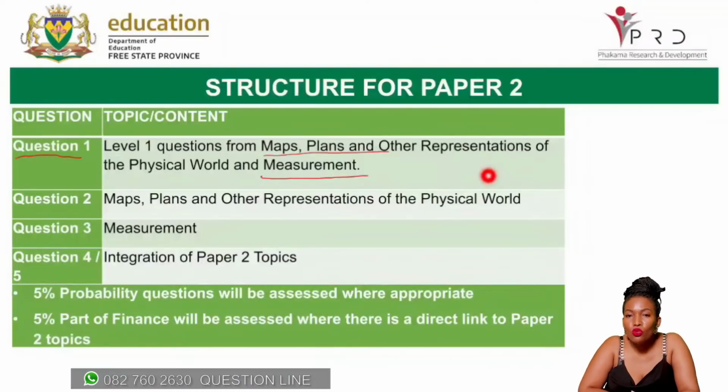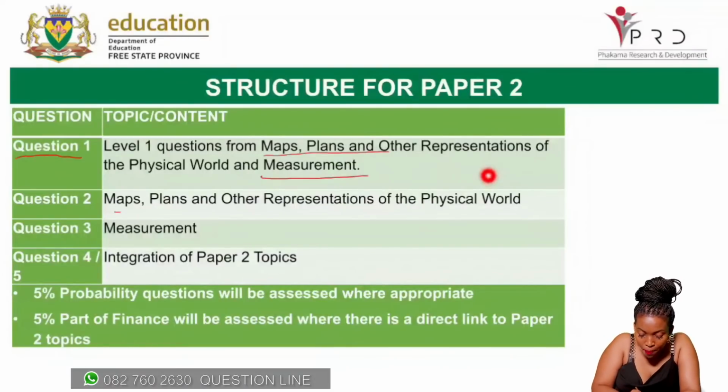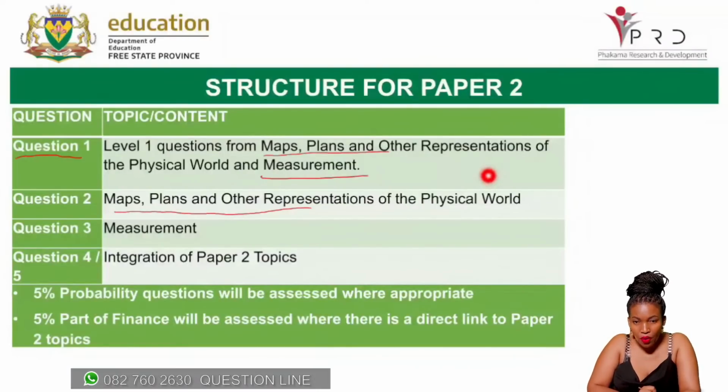And then your question 2 will have maps and plans. All the different types of maps, all the different types of plans, you'll find them under question 2. And then question 3 will strictly be on measurements. That is where you'll see your conversions, your calculations of perimeter, area, volume, surface area, even BMI. You can find it under question 3, the topics of measurement.